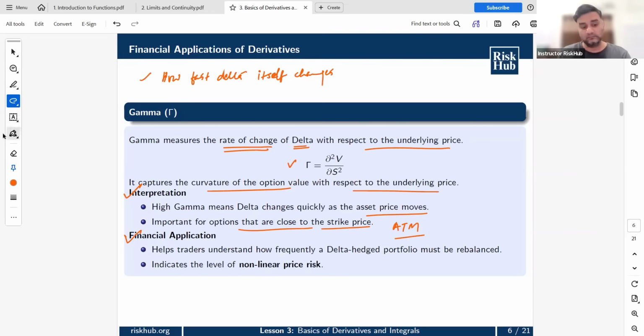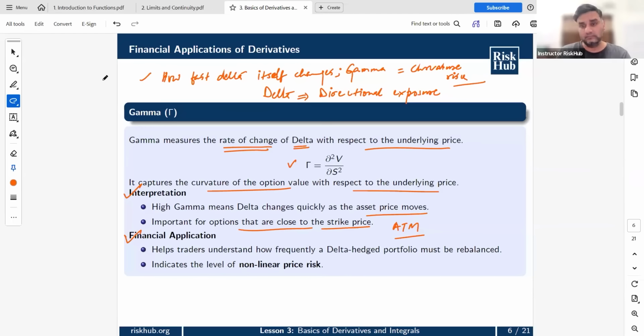When you look at your trading insight here, professional option traders monitor delta for the directional exposure and gamma for the curvature risk. So delta was for your directional exposure. Okay, gamma is for curvature risk. Together they determine your hedging strategy.